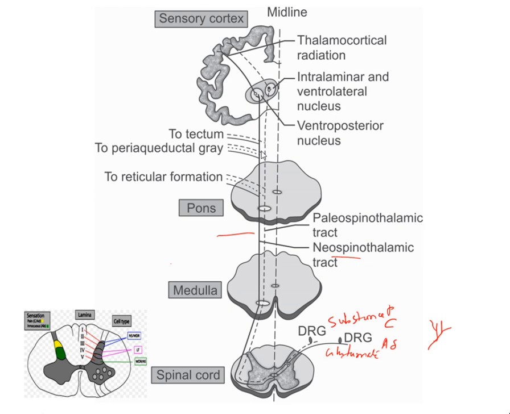Hello everyone. In this class, we'll try to brief. There are two different types of pain, that is, fast pain and slow pain, and these are carried by different tracts. Slow pain is carried by paleo-spinothalamic tract, whereas fast pain is carried by neo-spinothalamic tract.